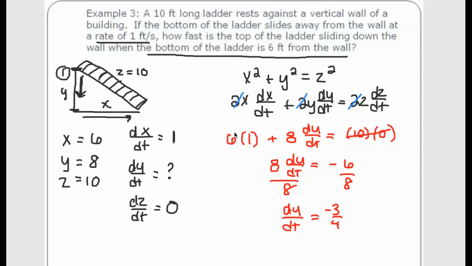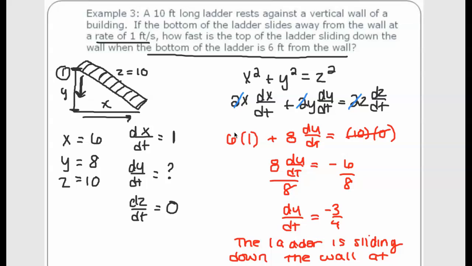So what that means is the ladder is sliding down the wall at a rate of 3/4 feet per second. Why didn't I write my rate as negative? Because I said sliding down. Excellent. So you just have to be really cautious.